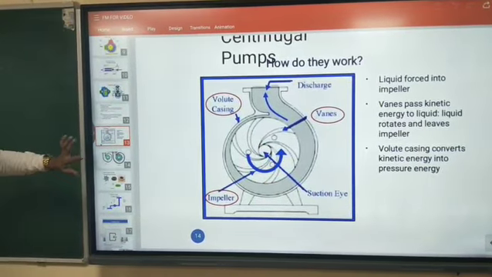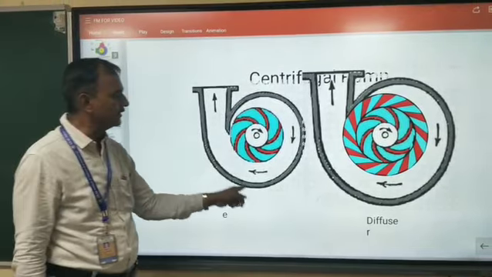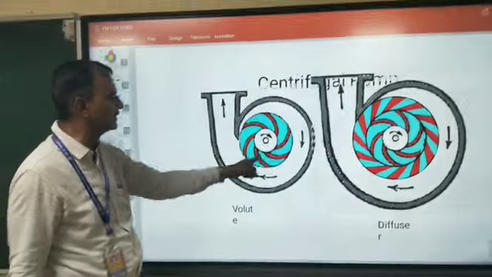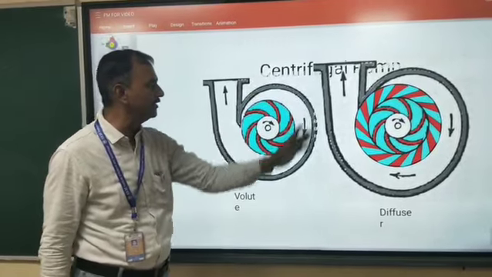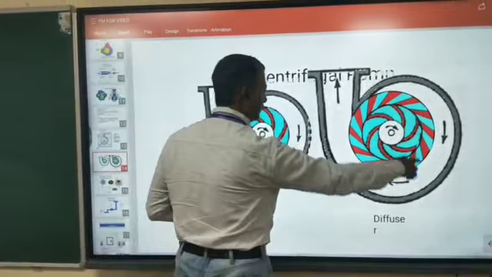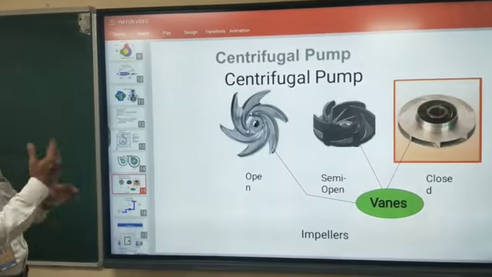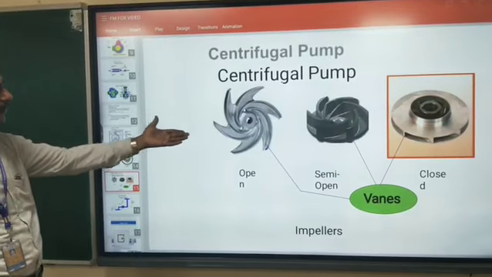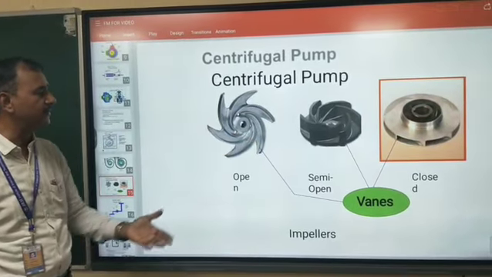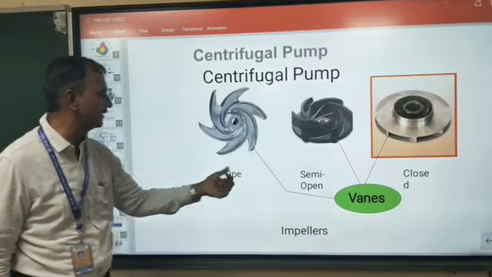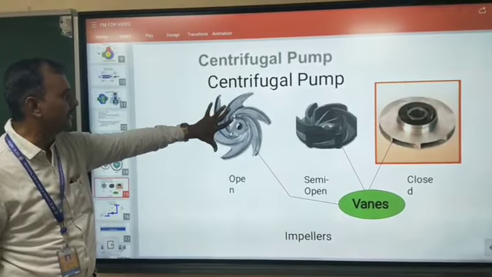There are different types of casing, volute casing or diffuser casing, based on the vanes arrangement. It is an example of vanes. You can see those grooves, veins like that. This is a setup of an impeller.